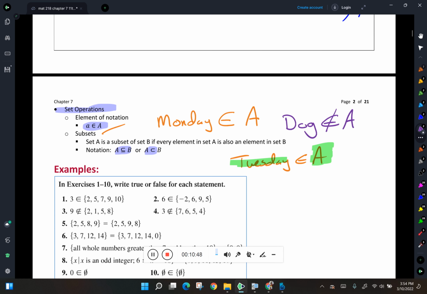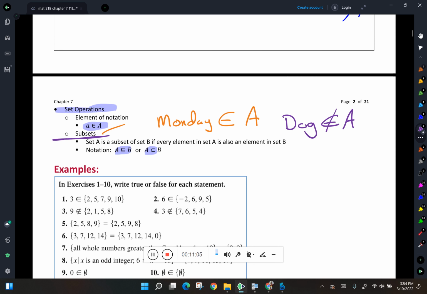So that is our element notation. We also have subset notation. Okay? Now the mathematical definition says that set A is a subset of set B if every element in set A is also an element in set B.